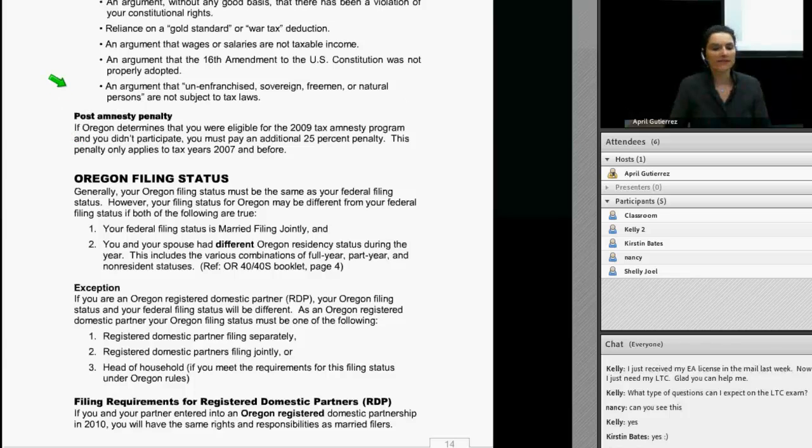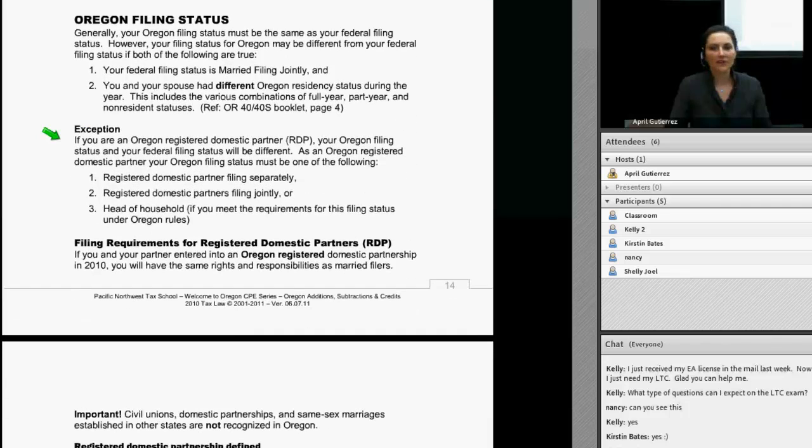Post-amnesty penalty. Oregon had an amnesty program in place a few years ago, and it was widely published. They had television commercials going on it, and people were very much encouraged to come forward under this amnesty and make up for all the back year returns. The amnesty was very significant and very lenient, and anyone who failed to participate in it is in trouble. If Oregon determines that you were eligible for the 2009 amnesty program and you didn't participate, you must pay an additional 25% penalty. This penalty, however, only applies to tax years 2007 and earlier.